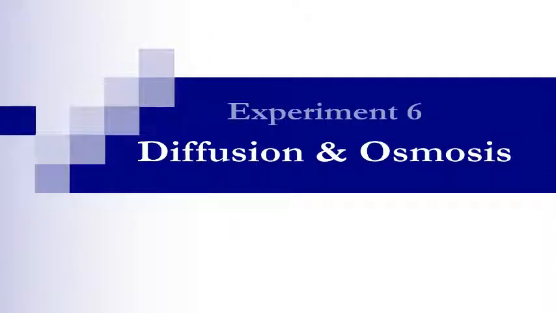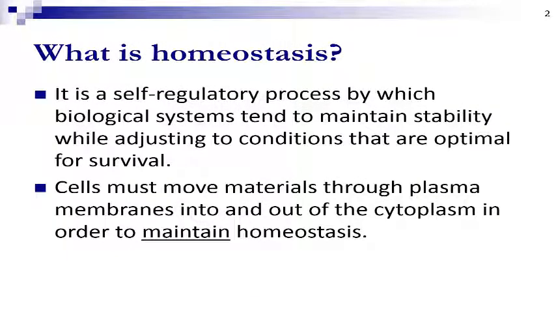Hi, today I would like to talk about experiment number 6, diffusion and osmosis. Before we start discussing the topic, we should understand an important principle called homeostasis. What is homeostasis? It is a self-regulatory process by which biological systems tend to maintain stability while adjusting to conditions that are optimal for survival. Cells must move materials through plasma membranes into and out of the cytoplasm in order to maintain homeostasis.